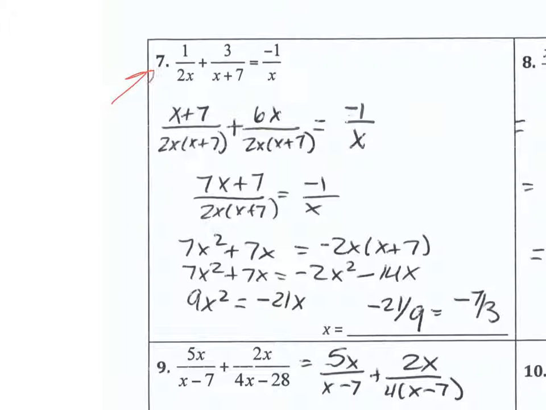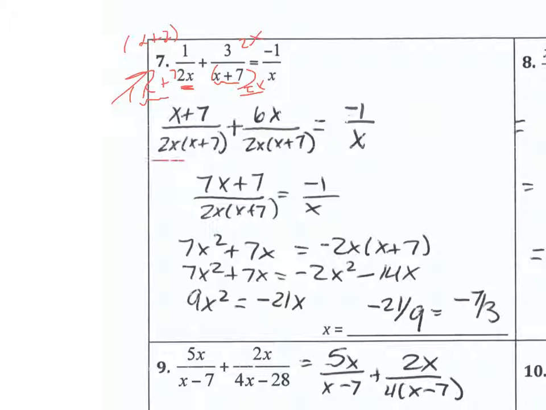Okay, so for number 7, we are going to create a common denominator. So we have 2x, quantity x plus 7. On the right side, we need the 2x. On the left side, we need the x plus 7. It might help to use different colors or different ways of underlining them to make sure I see the squiggle on both sides and that line on both sides.